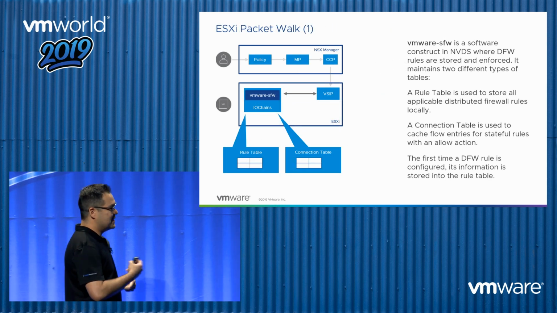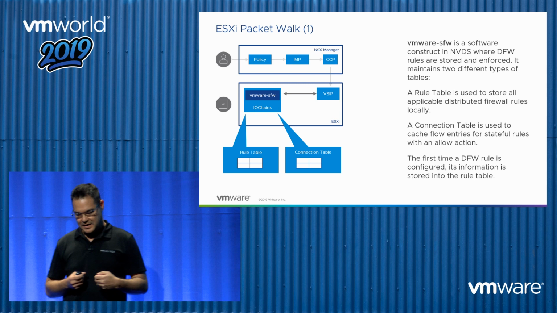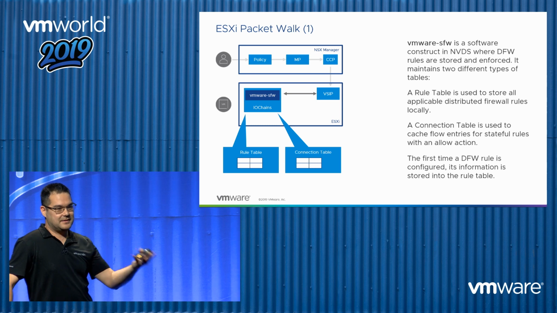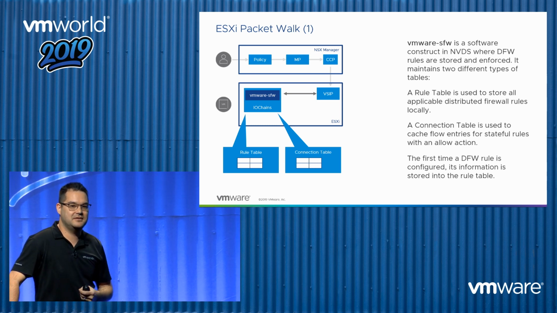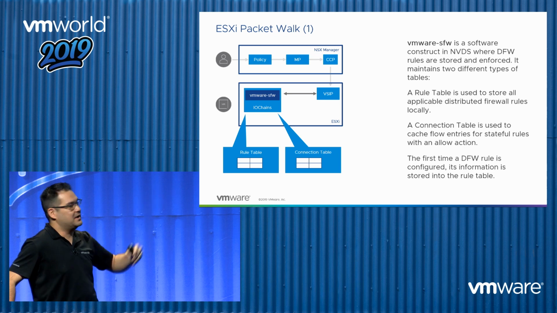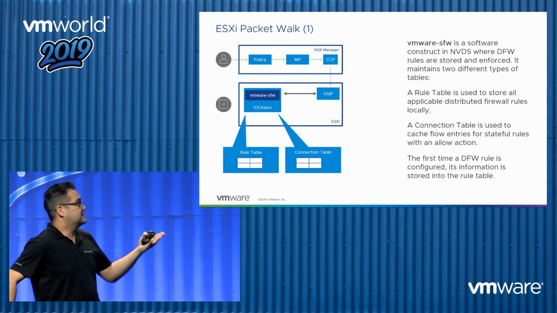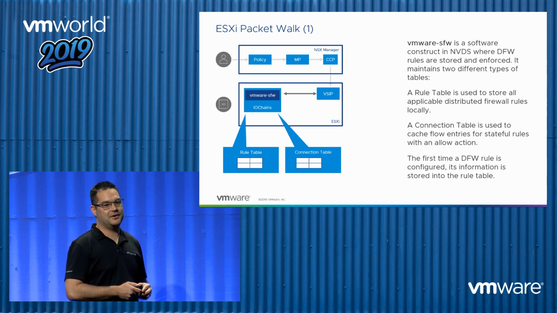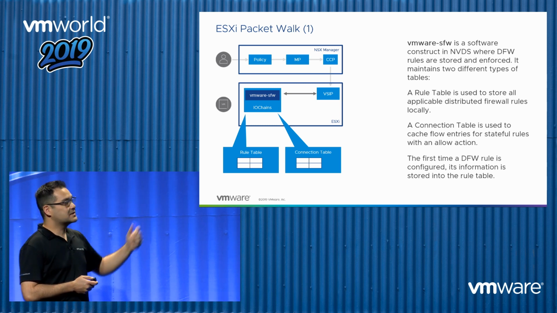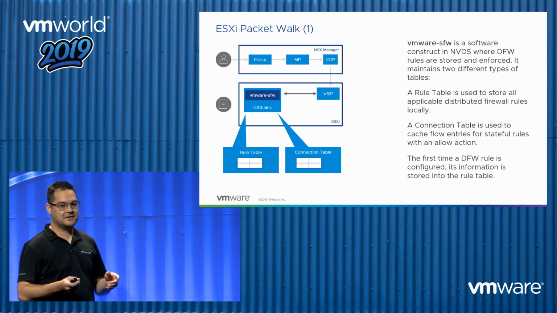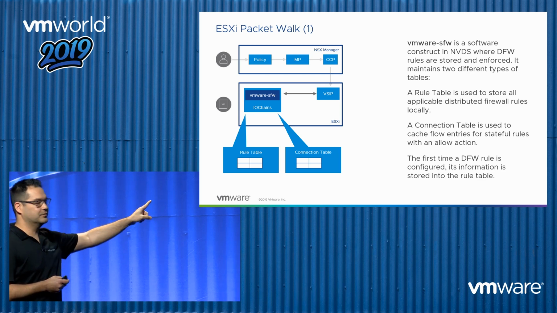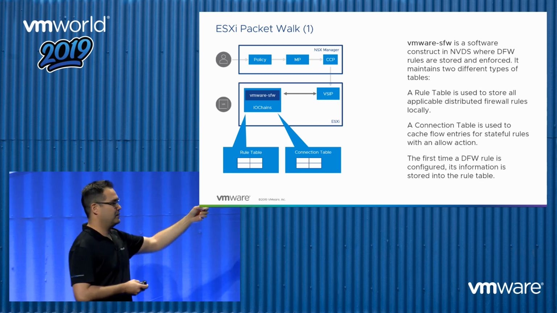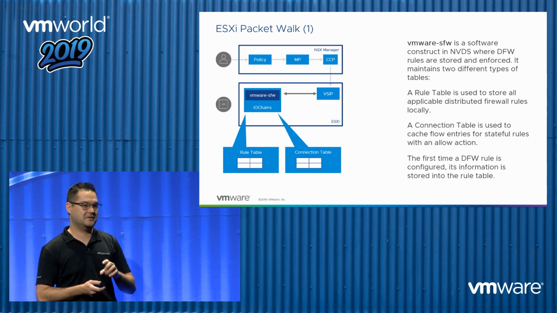So when it comes to a packet walk, what actually happens? There is a software construct, which is VMware SFW, and when you look at the data plane, you'll often see a filter being created, and it will say VMware-SFW.2. SFW stands for software firewall, so VMware software firewall. The 2 stands for the second slot on the DV filter. This construct holds multiple tables per VNIC. The 2 we're going to look at here today are the rule table and the connection table. So just like any firewall out there that you have, a physical one, even virtual ones, we have a rule table and we have a connection table per VNIC.